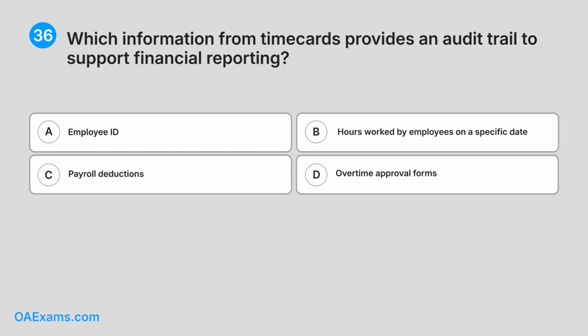36. Which information from time cards provides an audit trail to support financial reporting? A. Employee ID. B. Hours worked by employees on a specific date. C. Payroll deductions. D. Overtime approval forms. Do you know the answer?